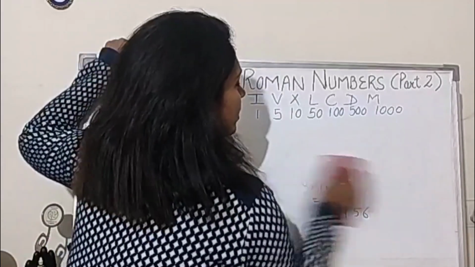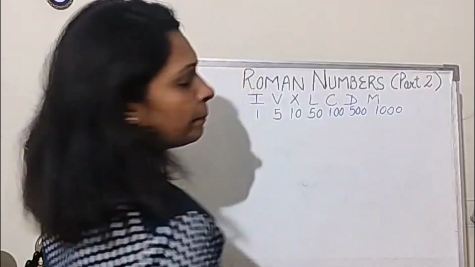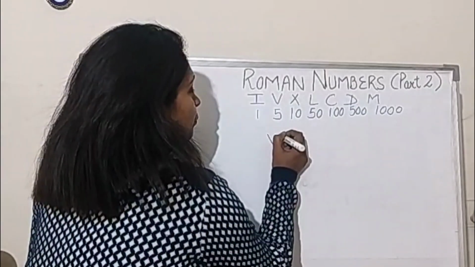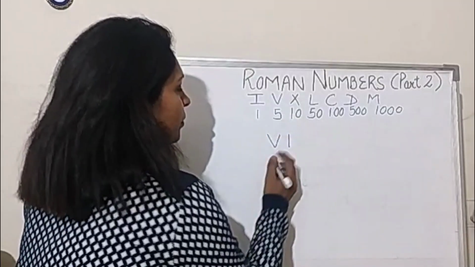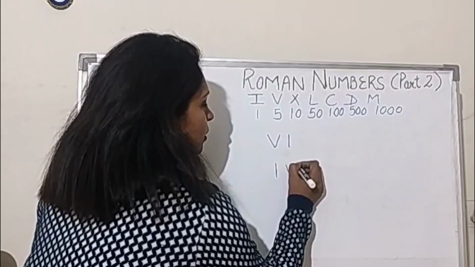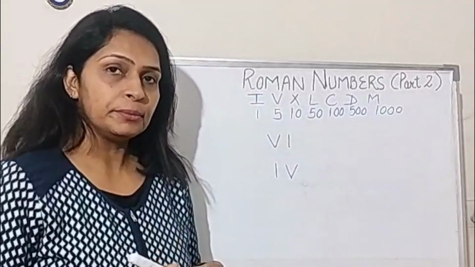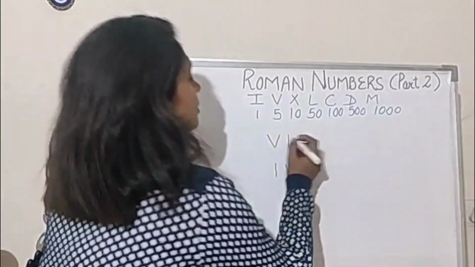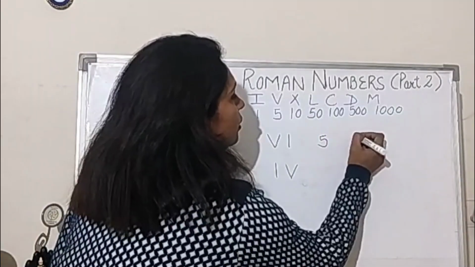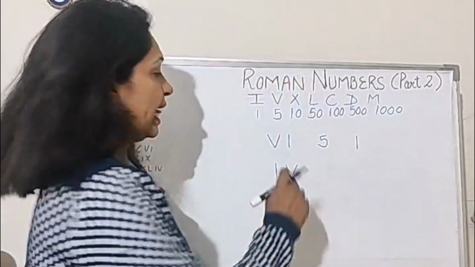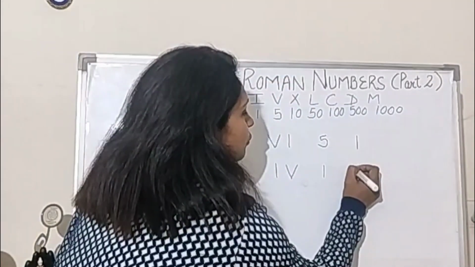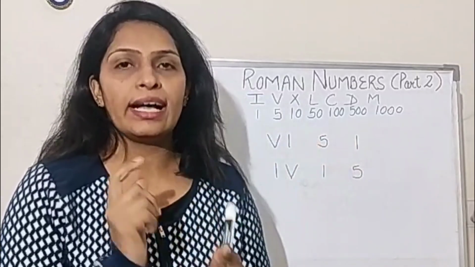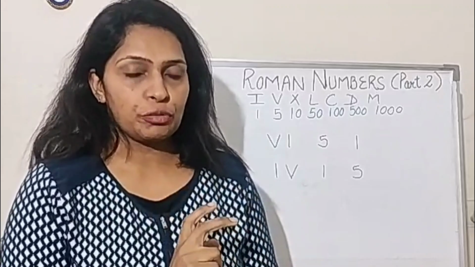Suppose the number is VI and IV. Can you see the pattern here? VI is like 5 and 1, and this is 1 and 5. So what has happened here? The numbers are the same, but the order has been interchanged between them.